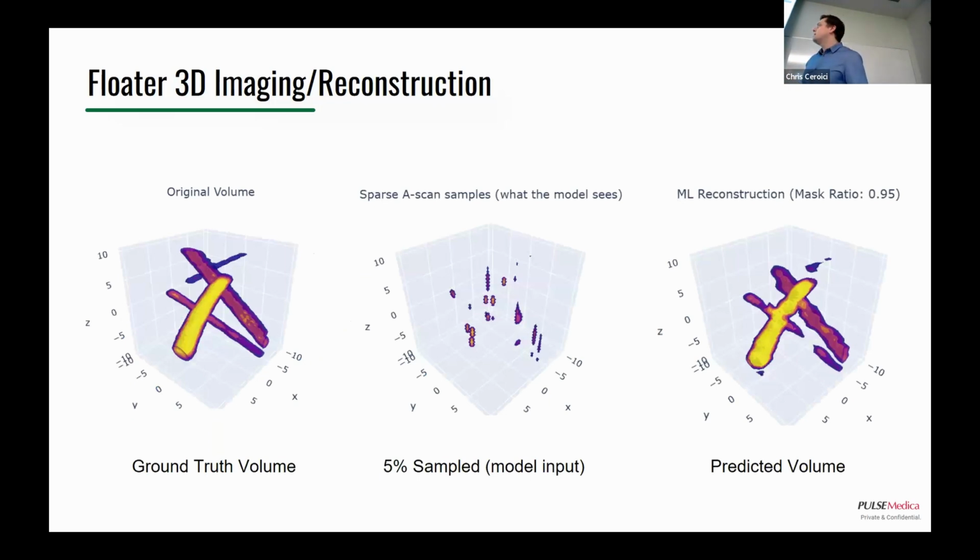So here's an example of that. I didn't have an example of the same sample volume. This is a different one. Also, I'm not showing the SLO here, but it is also a simulated SLO on a retina. We actually take a real retina, but then simulate our floater geometry shadows onto that retina. And so we sparsely sample. This time it's just 5%. We're able to get a pretty good reconstruction of that floater geometry.